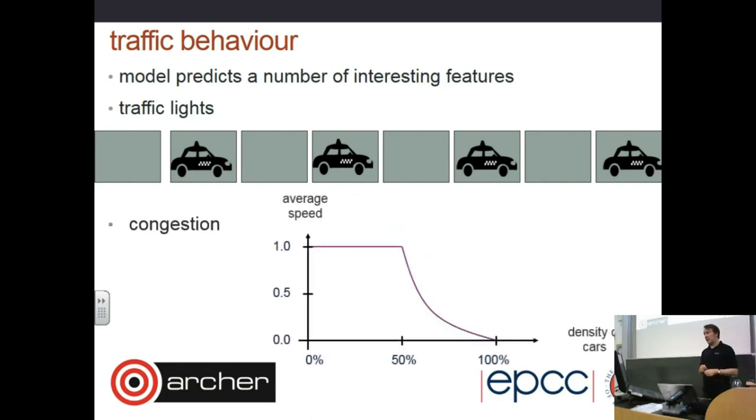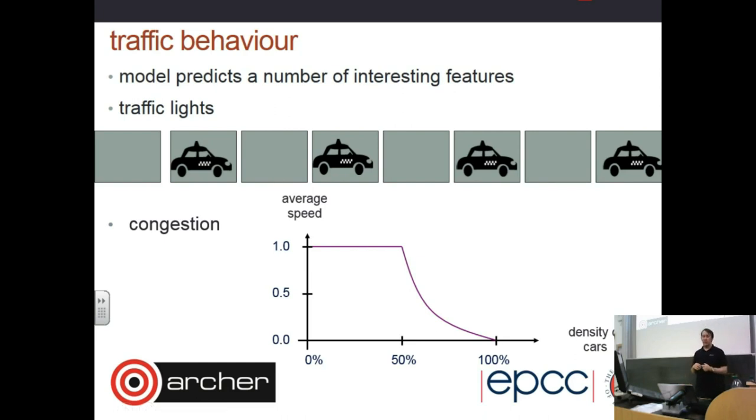The other thing is it predicts the onset of congestion. If you look at the density of cars, here the density of cars is 50% because half the cells are occupied. The average speed is the number of cars that move divided by the number of cars. So if every car moves, the average speed is 1. If no cars move, the average speed is 0. If half the cars move, the average speed is 0.5. You get this graph. So it's fairly obvious that below 50% filling, this is the asymptotic speed.